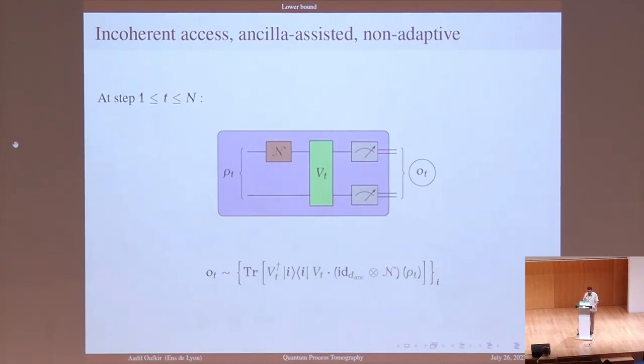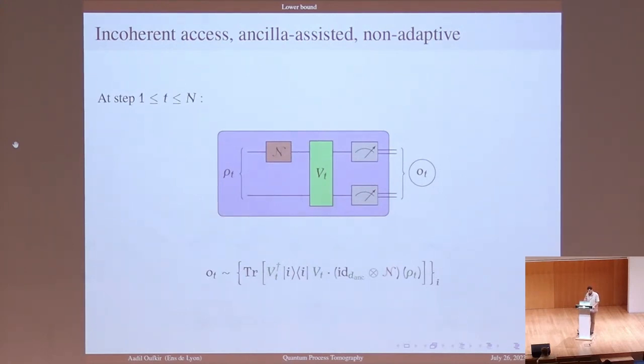So concretely, at each step t, the learning algorithm chooses the dimension of the auxiliary system d_anc, an input state rho_t of dimension d_anc times d_in, and a measurement device of dimension d_anc times d_out. So here we choose to represent the measurement device by an isometry V_t. The input state is sent through the channel identity tensor N, and the output state is measured with the POVM. Then the state collapses and the learning algorithm observes o_t. o_t follows this probability distribution given by Born's rule.